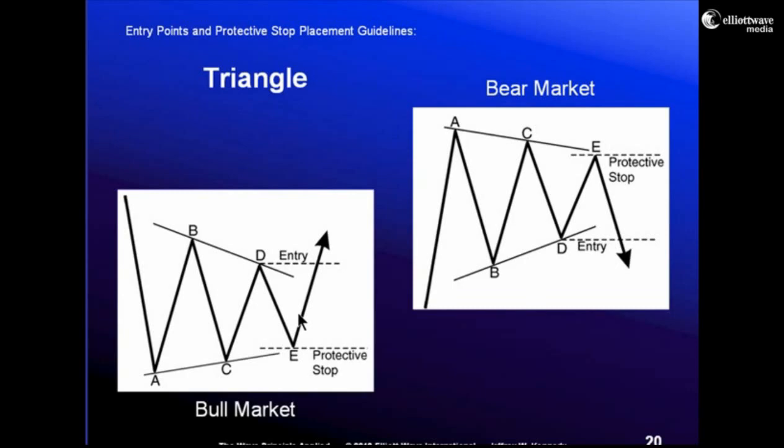Also remember that a triangle is a very, very tricky wave pattern because a triangle can form by itself in the wave 4 position, wave B, and wave X. So again, the rules and guidelines I'm showing you are very, very conservative, and certainly not for the aggressive trader. The aggressive trader at this point is most likely getting in as wave E forms.